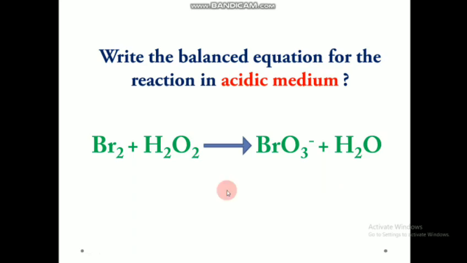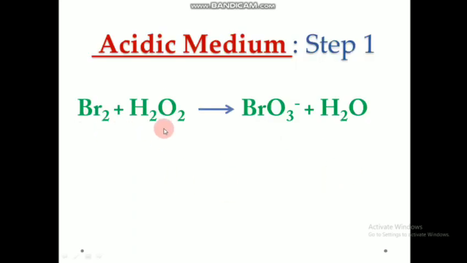So the first step: writing the equation, finding the oxidation numbers and finding which one is oxidized and which one is reduced. So this one, Br2, is in its native form, so it will have an oxidation state of 0. H2 is having the same state. Oxygen, in this case, in a peroxide ion, will show a -1 charge. H2 will have 2 positive, O2 will have 2 negative. So one oxygen will have a charge of -1.